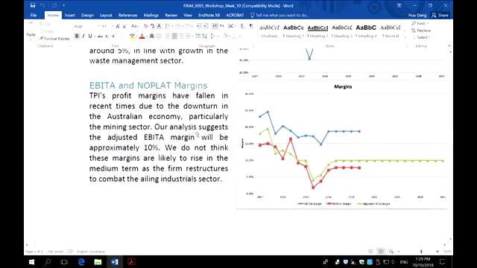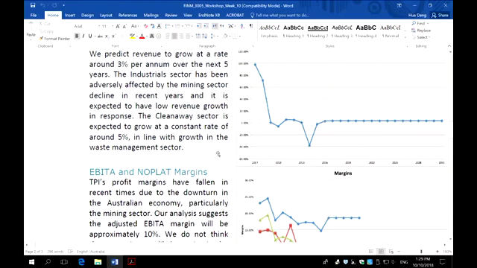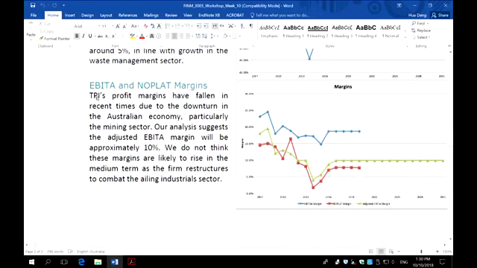The next paragraph, EBITDA and NOPAT margin. The group was on the right track that, okay, we identified revenue and margin as the driver of value. That's true, but the analysis is really not punchy or to the point. So that's TPI, Trans-Pacific Industries. Profit margin have fallen in recent times.